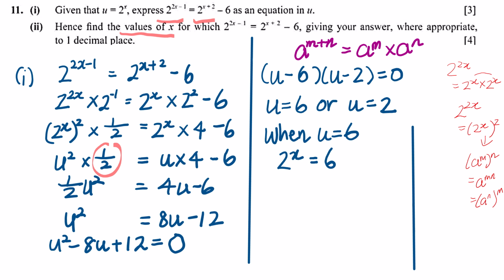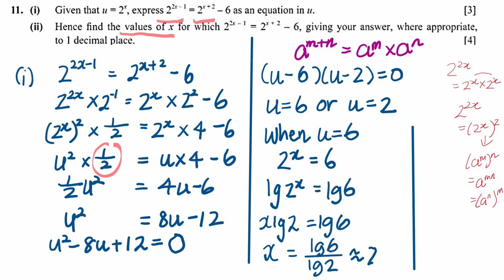Right, so the only way that we can find the values of x here is to bring log to both sides. Apply the power law. Divide by log 2 on both sides. And since we're asked to express the answer to one decimal place, you would get x equals to 2.6. How about the other value when u is equals to 2? Let's see what happened.